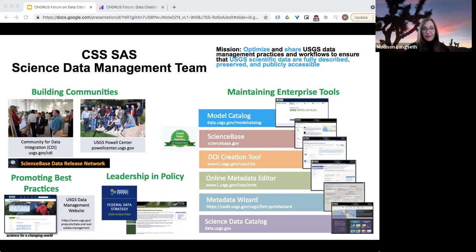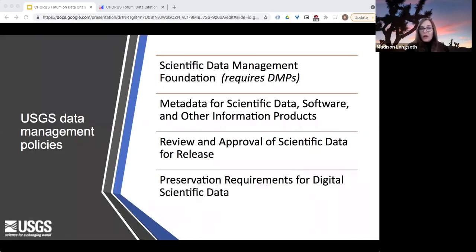In 2016, USGS released its public access plan and a series of data-related policies, which include a requirement for our researchers to provide timely public access at no cost to the scientific data that are developed or funded by the USGS and support our scholarly conclusions. To release their data, researchers are required to create formal, complete metadata and have their data and metadata reviewed and approved.